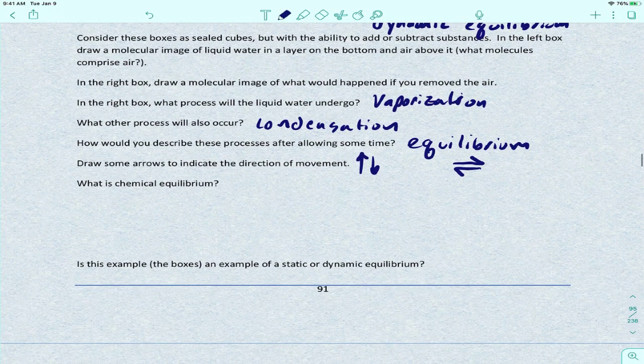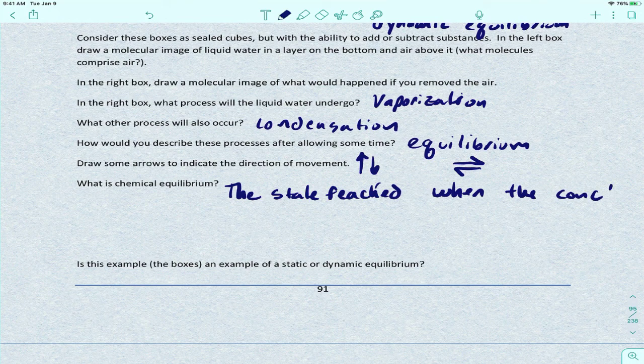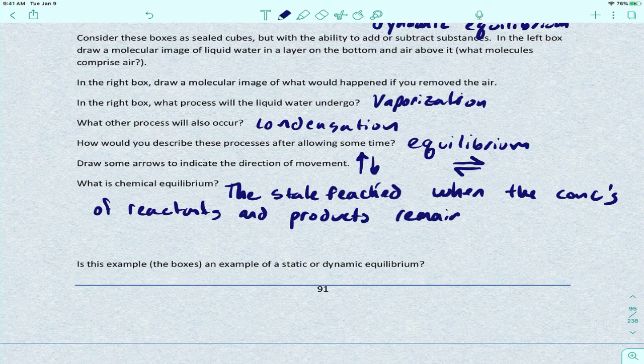So let's get a definition of what chemical equilibrium is. In chemical equilibrium, the state reached, let me erase that. So the state reached when the concentrations of reactants and products remain constant over time.